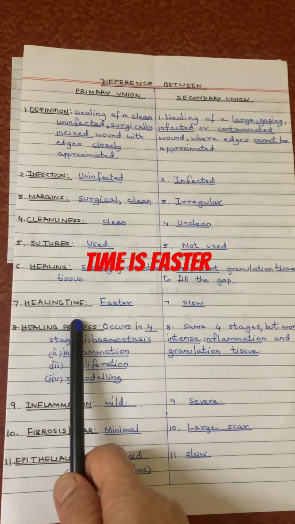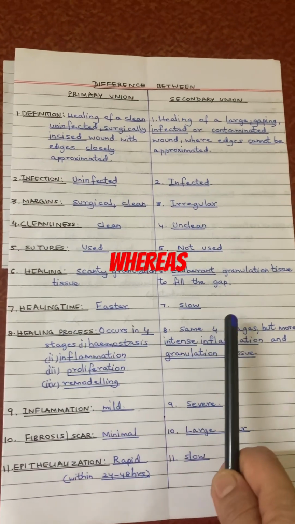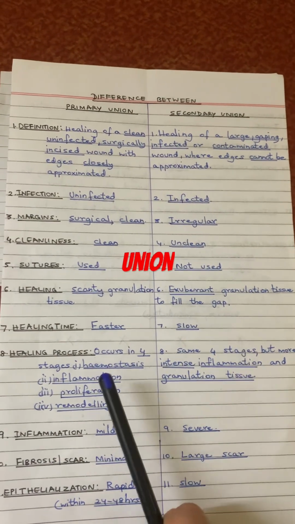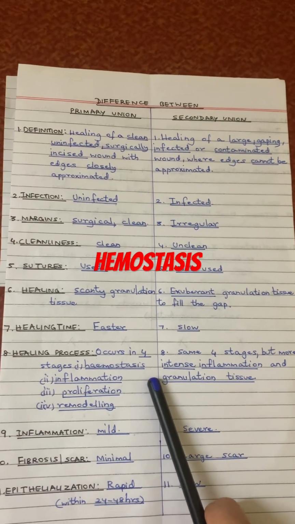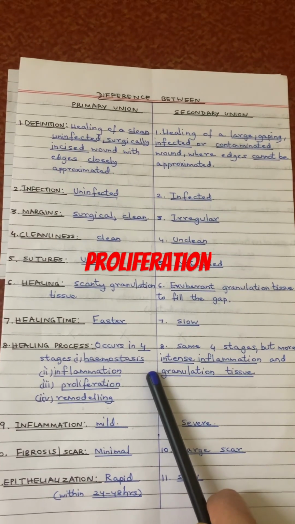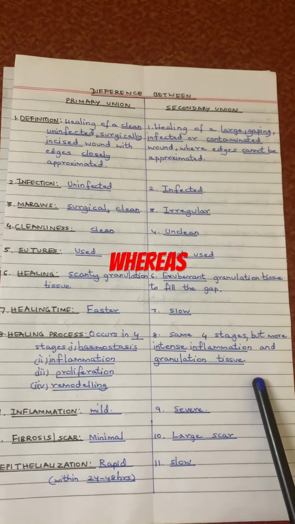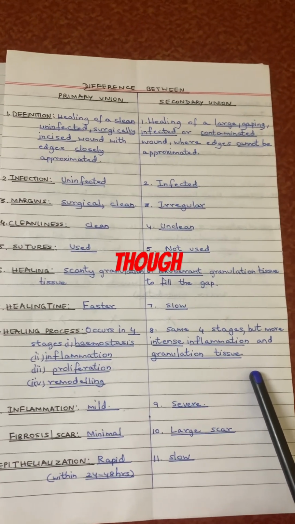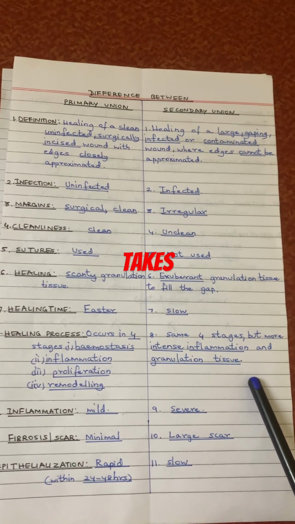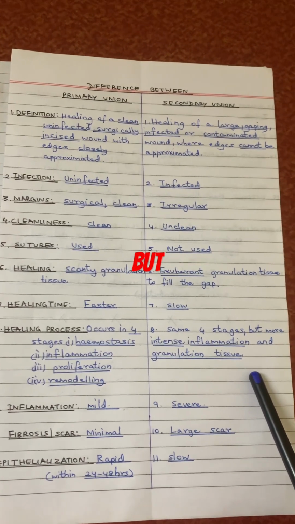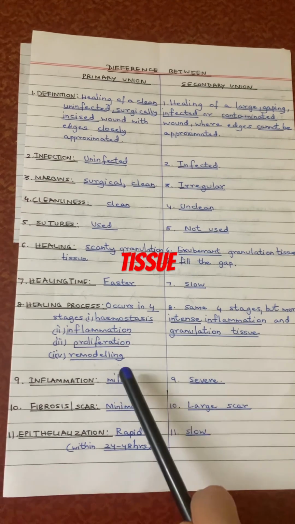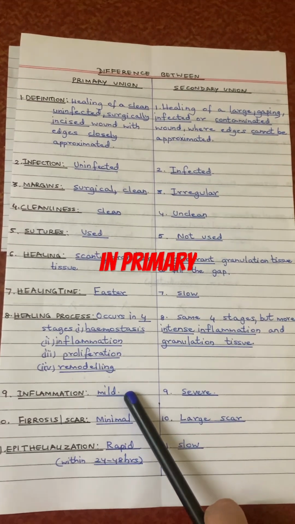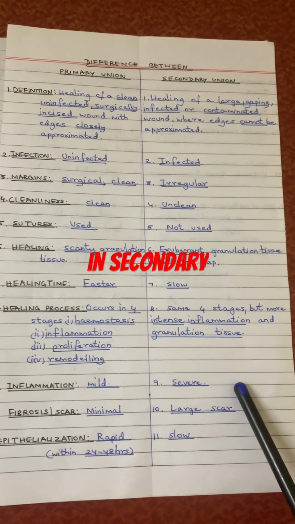Now, the healing time is faster in primary union, whereas it is slow in secondary union. Healing process occurs in 4 stages: hemostasis, inflammation, proliferation, remodeling. Whereas in secondary union, though healing takes place in the same 4 stages, there is more intense inflammation and granulation tissue. Inflammation is mild in primary union and severe in secondary union.